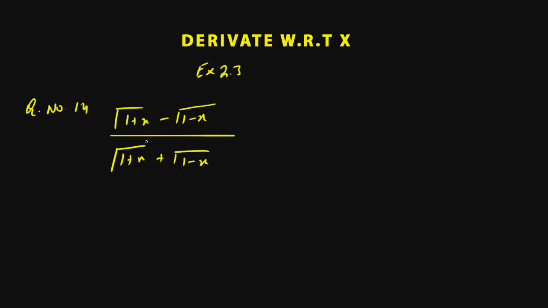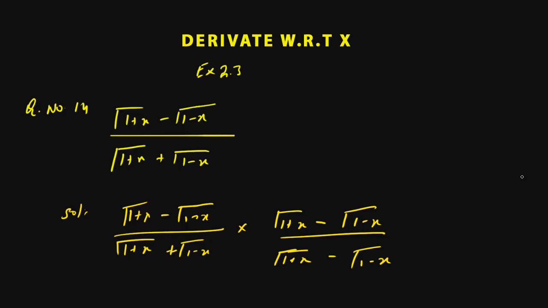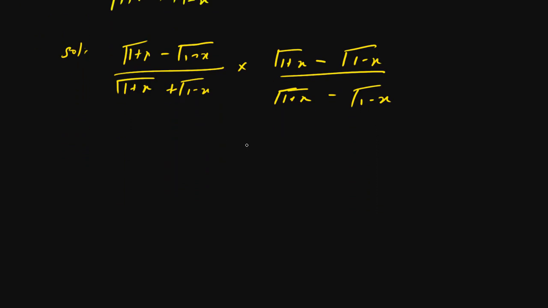For that, we are first going to simplify the equation. We multiply and divide by the same thing with a minus sign: the square root of 1 plus x minus the square root of 1 minus x. Next we multiply, and you can see the numerator terms are the same quantity, so we take the square of that.